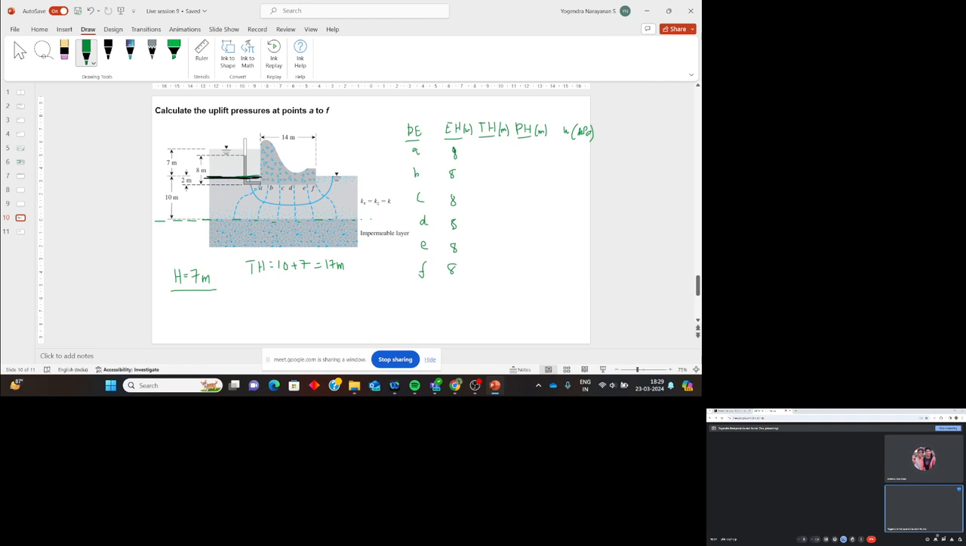How many potential drops? Seven. So ND is 7. Total head loss is 7, ND is 7. For every drop, there is a 1 meter drop in total head. So, what will be the total head at A?